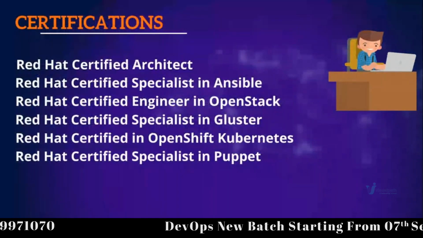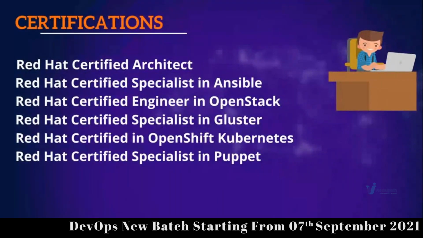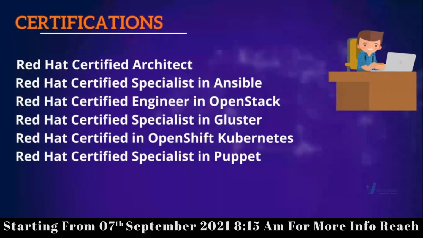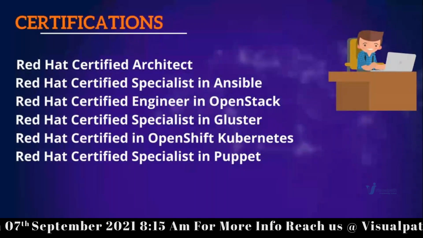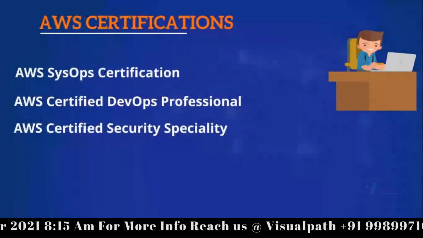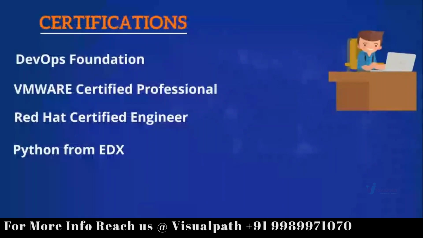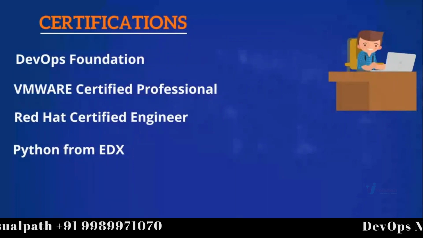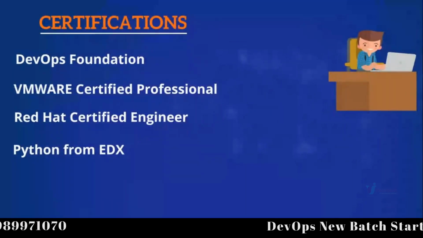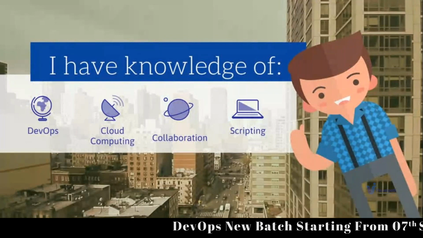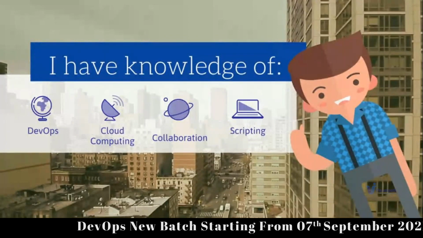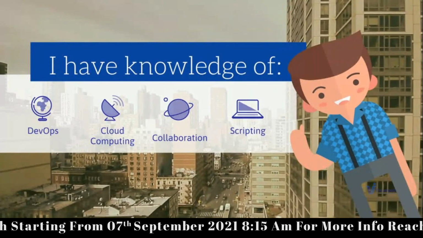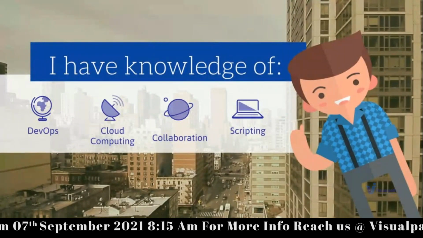I am certified in various areas. I'm a Red Hat certified architect, certified in Ansible, OpenStack, Gluster, OpenShift, Kubernetes, Puppet, and in AWS, I'm certified in SysOps, DevOps, and also security professional. In my distant past, I have done other certifications like VCP, RHC, Python from EDX, and also DevOps Foundation. So quite a long list. There are a few more which I don't want to include. But if you have any questions about certification, you can ask me at the end of the session. I'll surely be able to explain the certifications to you.